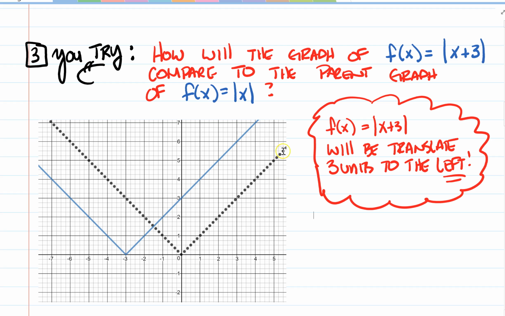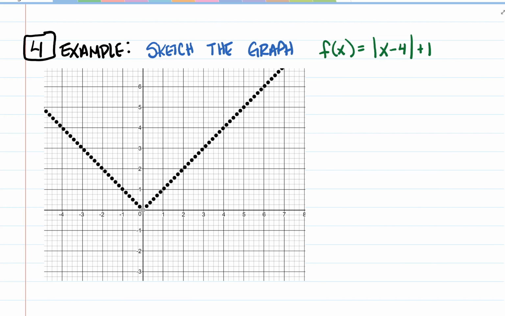So in the picture here, the black dotted line is the absolute value function, and the blue graph is the absolute value of x plus 3. Notice that it's been shifted 3 units to the left. All right, in box number 4, we're going to do an example together.